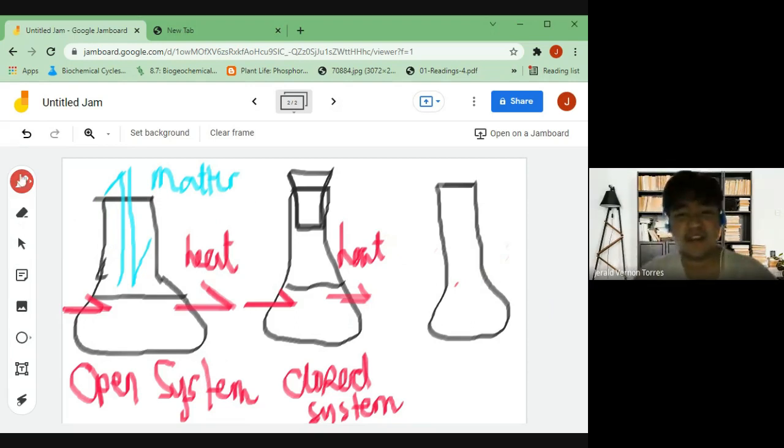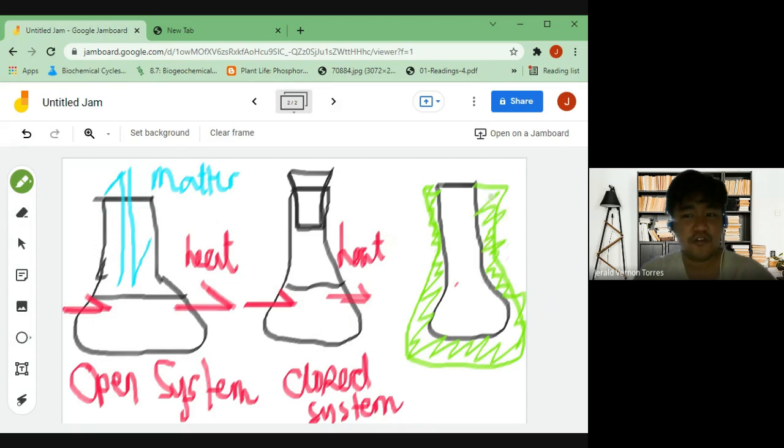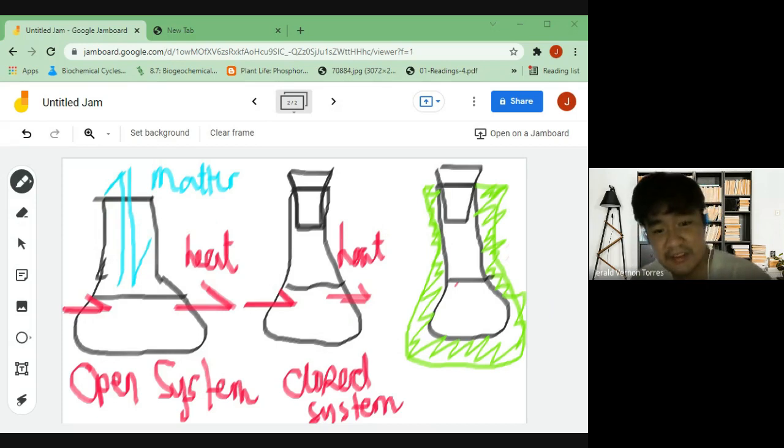Ngayon class, let us go to the third one. Let us say itong pangatlong system natin, may insulation siya tulad sa thermos nyo. Sa thermos nyo kasi may flask yun, tapos it is covered with an insulation. So let us say this is an insulation, and this insulation covers your flask. And aside from the insulation, meron rin siyang rubber stopper or cork stopper at its top. And if this is the case, hindi pwedeng mag-enter and exit ang material, at maliban doon dahil insulated siya, hindi rin pwedeng mag-enter at mag-exit ng heat energy.